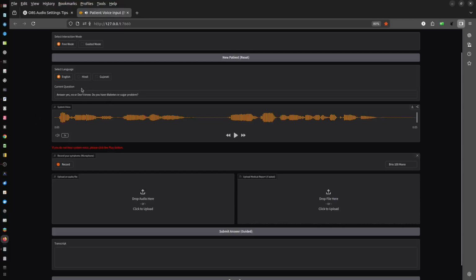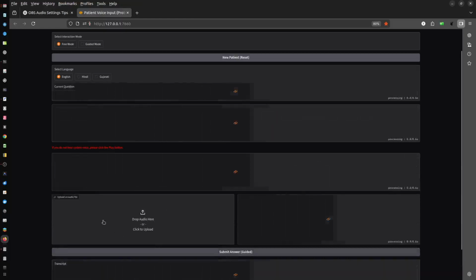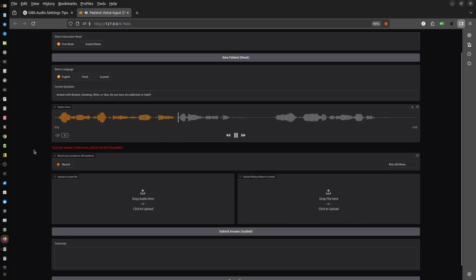Now here we also provided this don't know option because, at least in India, many patients simply do not have any idea. They may be having diabetes, but they have never checked. So don't know is also one option. Don't know. Answer with alcohol, smoking, other, or skip.